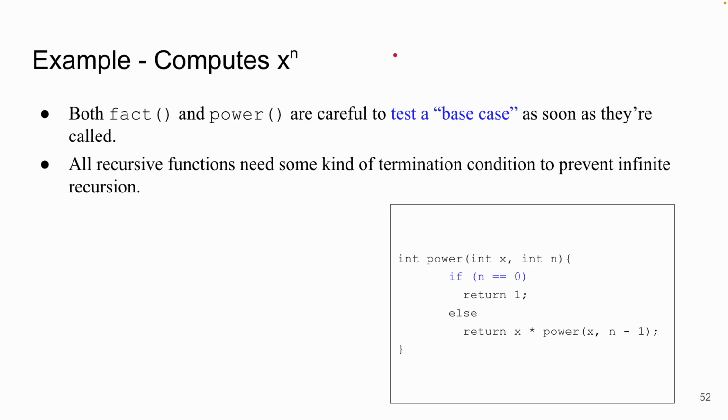According to the two examples, the factorial function and the power function, we can see that we always need to check if the current situation has reached the base case or not. And if it is the base case, we need to return the correct value here. All recursive functions need this kind of if statement to check if this is the base case or not.